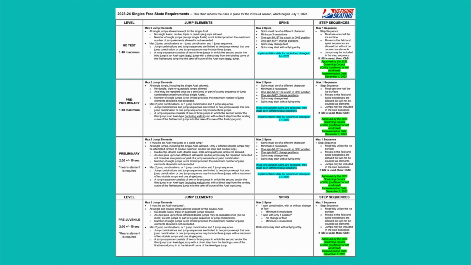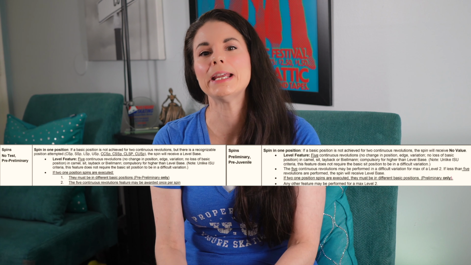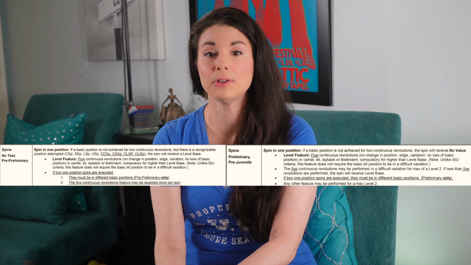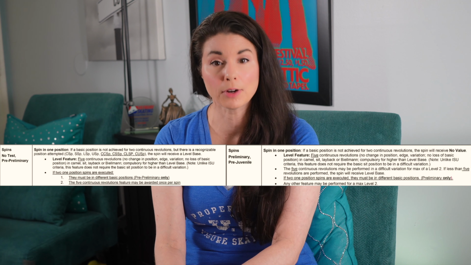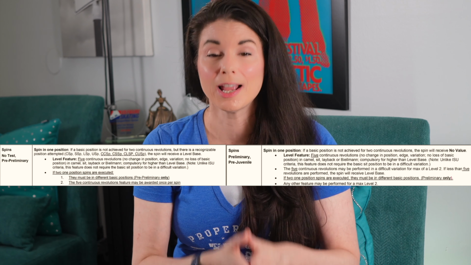So let's dive in. Starting with well-balanced no test, pre-preliminary, preliminary, and pre-juvenile. Skaters at these levels may achieve the compulsory feature for higher than level base in one position spins by executing 5 revolutions in one position. It used to be that a skater in a spin in one position had to achieve 8 revolutions as their first and only feature. US Figure Skating has now decided that 8 revolutions is maybe too challenging for developing skaters. So they've lowered this requirement to 5, but it's still the first required feature.